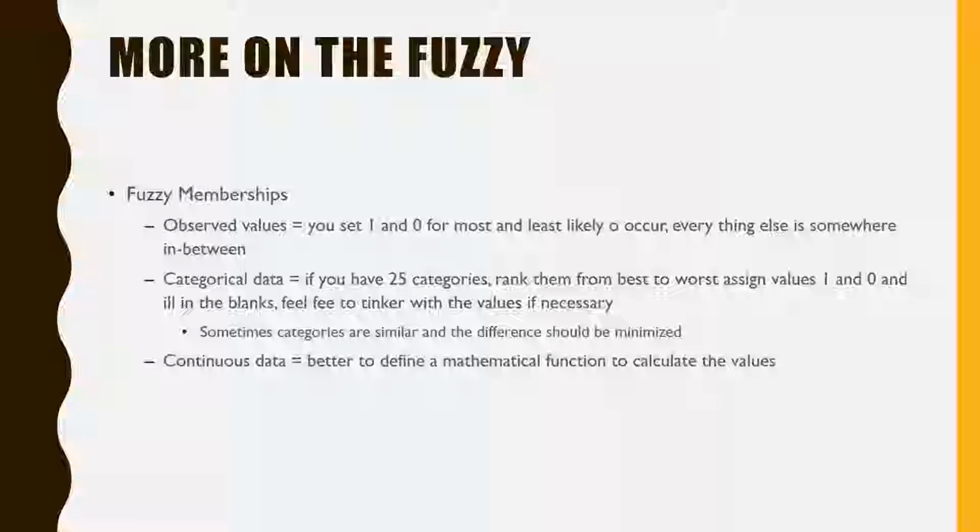Sometimes categories are similar and the differences should be minimized. So maybe you've got 10 categories and 6 of them have the same weight, but the others do not. So you have to think about these things. They're not trivial decisions. For continuous data, it's better to define a mathematical function to calculate values, because it does the smoothing, and the continuous nature of continuous data allows for greater differentiation when we're selecting better and best as opposed to selecting what meets a minimum requirement.